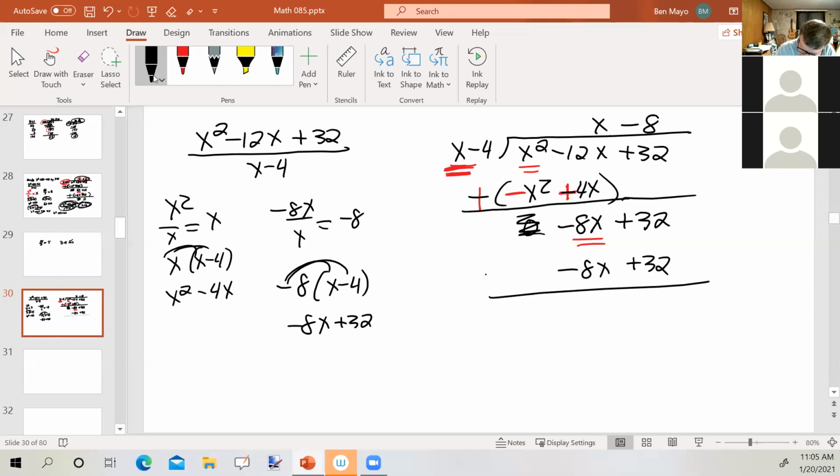I'm going to subtract that quantity from what's up above. I'm going to change it to addition of the opposite. So I get 32 plus negative 32 is 0. Negative 8x plus 8x is also 0. So again, no remainder. So my answer is x minus 8.